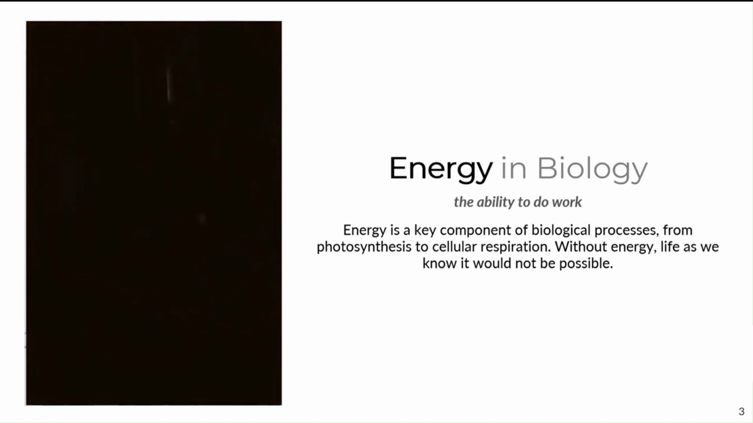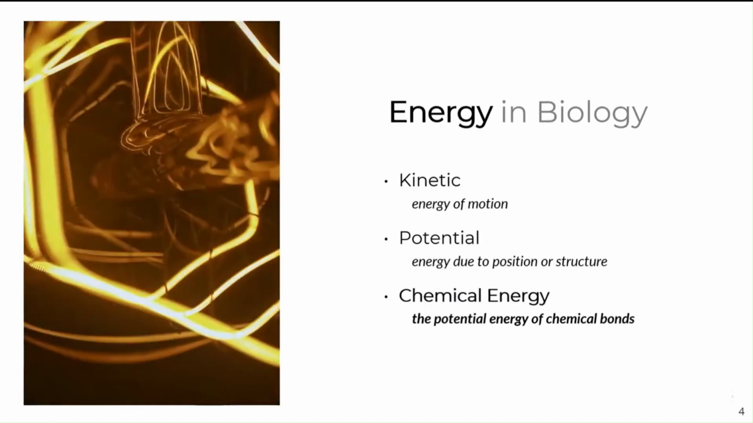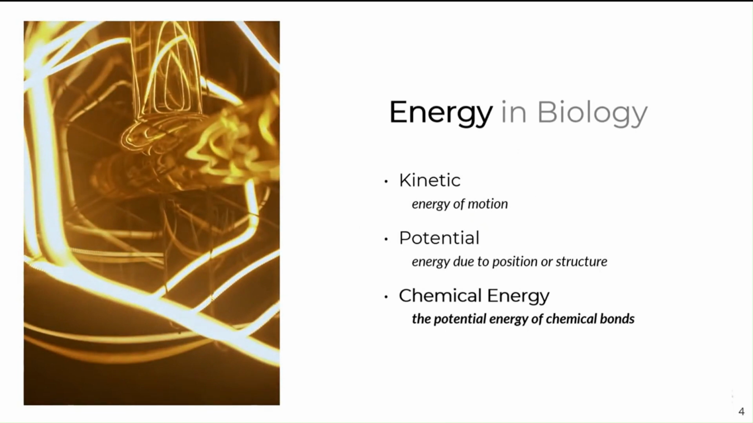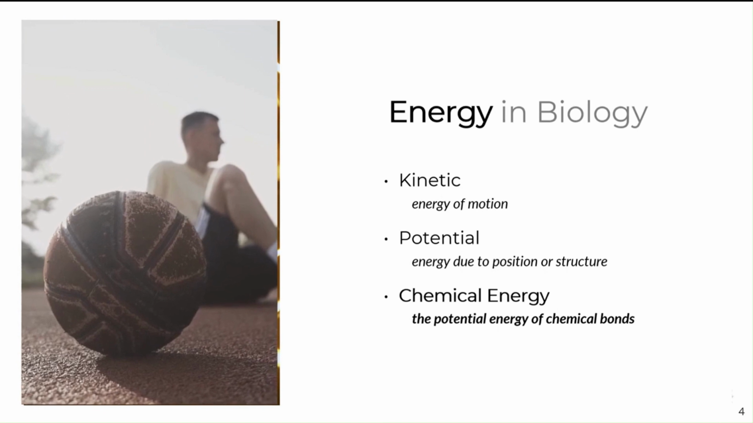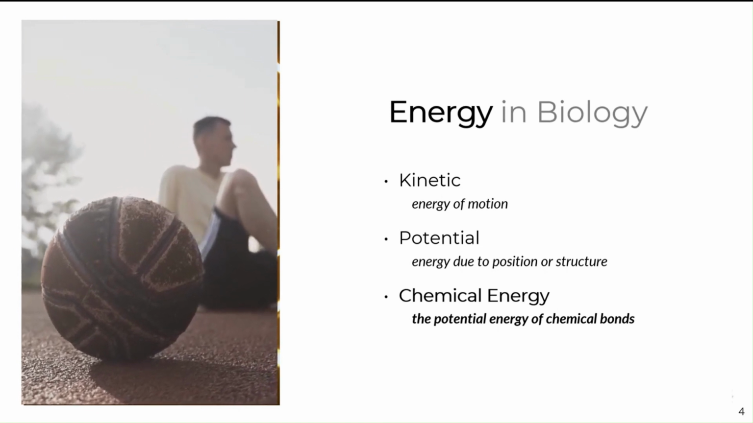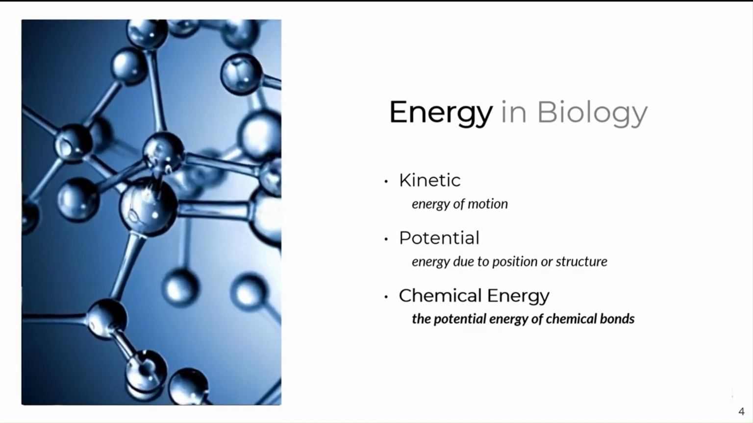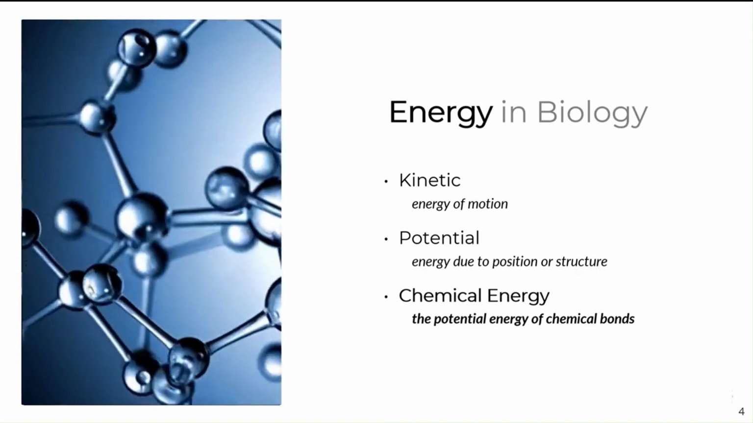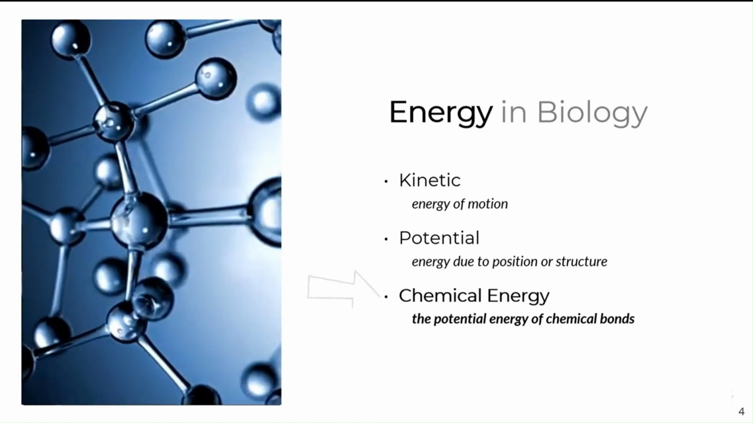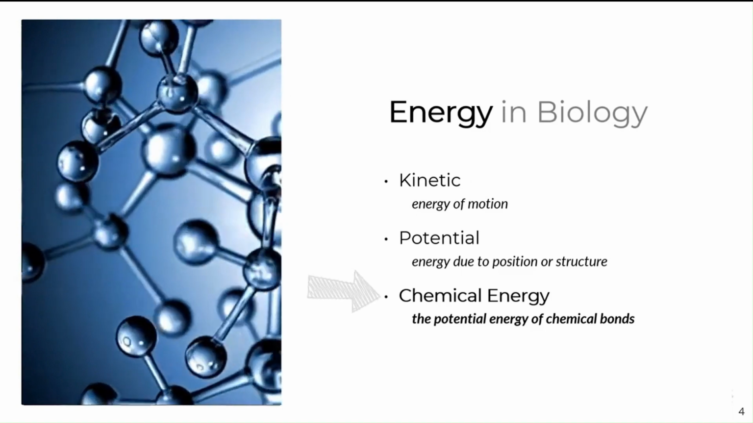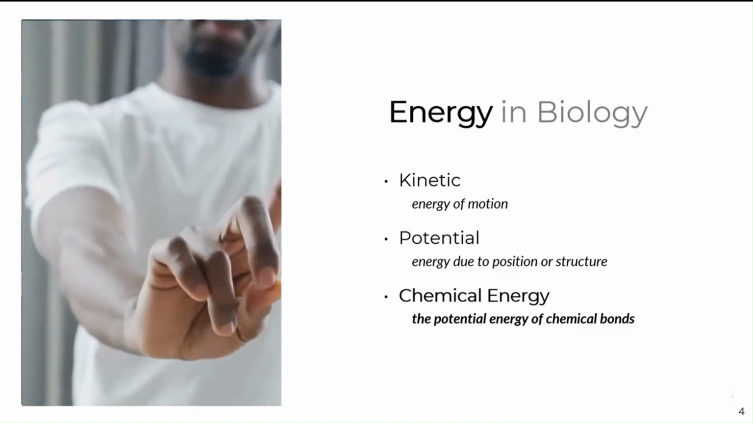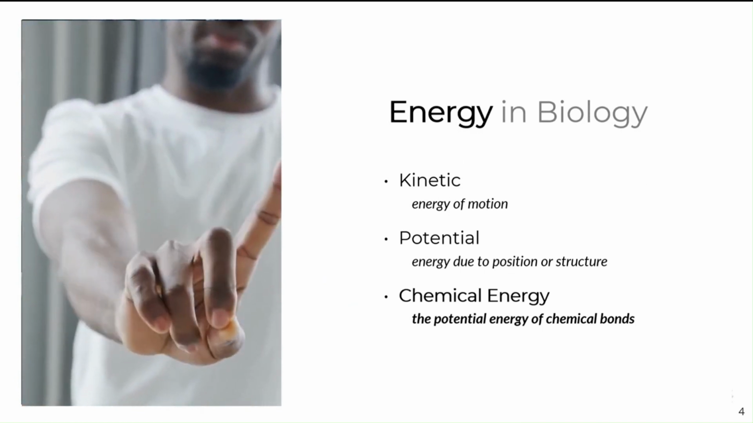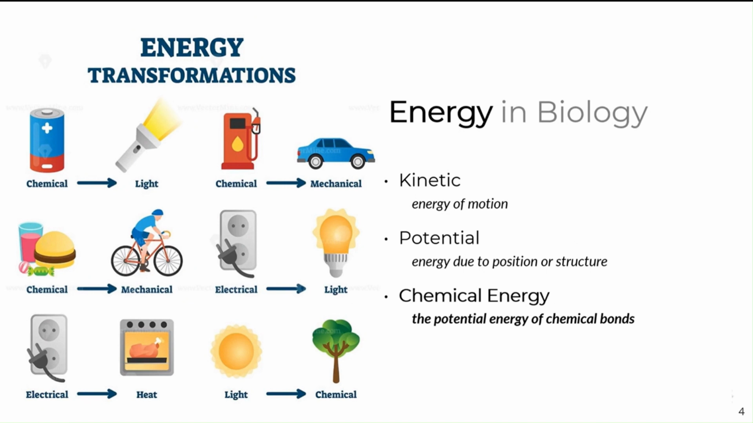In this unit, we'll look at some types of energy that are particularly important in biological systems, including kinetic energy, meaning the energy of motion, potential energy, energy due to position or structure, and chemical energy, the potential energy of chemical bonds, with a specific emphasis on this last one, chemical energy. One very important thing to note about all forms of energy, though, is that energy is actually never lost. It can be converted from one form to another, but energy is never created nor destroyed.